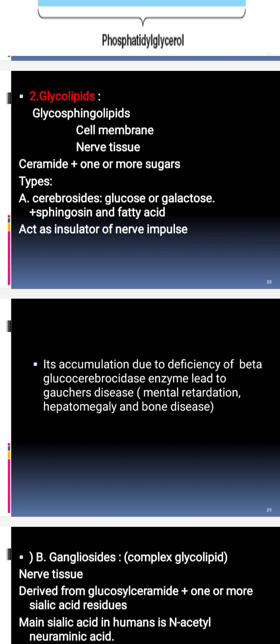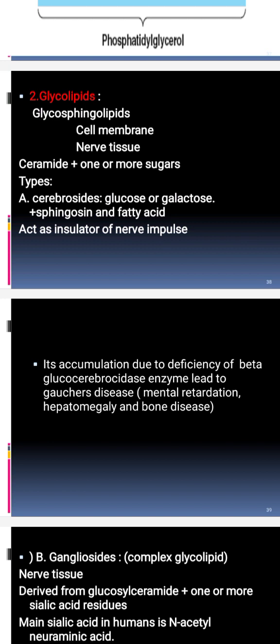So we also have glycolipids. Glycolipid, from its name, glyco means something sweet, so it contains carbohydrate. These are glycosphingolipids, which can be found in the cell membrane and in the nerve tissue. In the glycolipid, generally, there is ceramide plus one or more sugars.